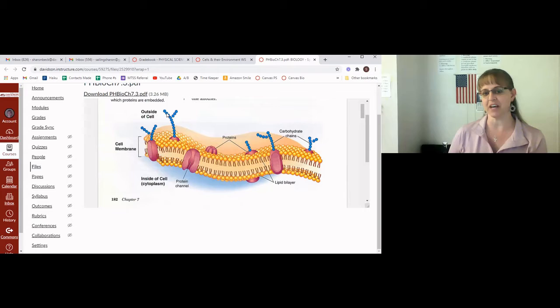On the surface of the cell membrane, there are some carbohydrate chains, and these carbohydrate chains pick up messages from the rest of the cell. For example, a hormone might come along, and this carbohydrate chain would detect the message from the hormone. The cell membrane is even more complicated than this, but this is a basic picture of what's going on.